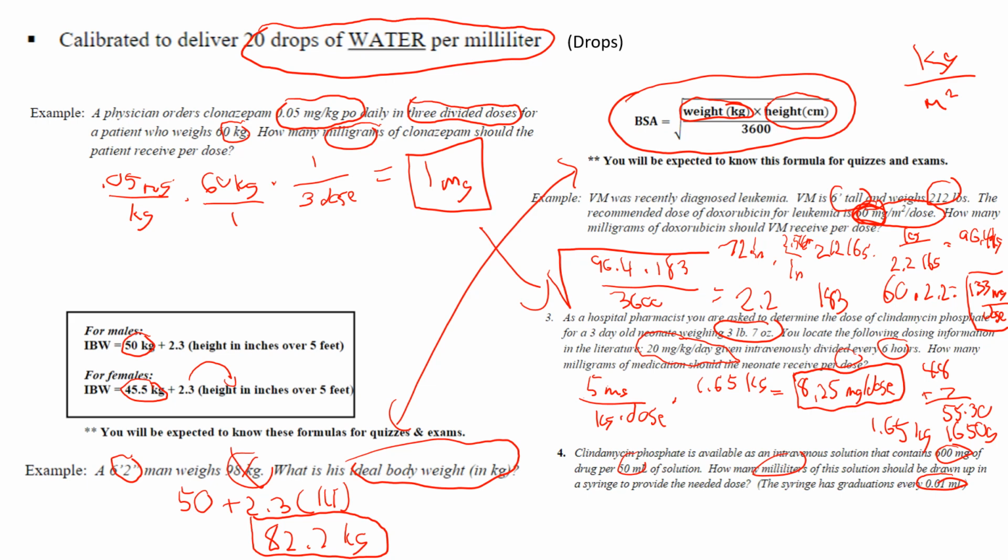Since we know that it's 8.25 milligrams, but we don't know the volume, but we do know it comes in volumes of 600 milligrams per 50 milliliters, what we can do is multiply this through. Remember, multiply your x, divide by 600, multiply by 50.